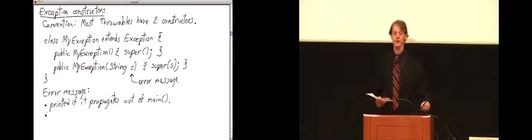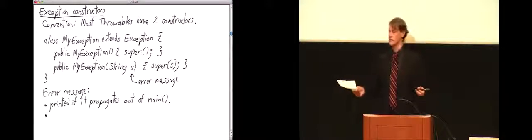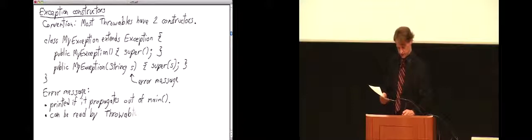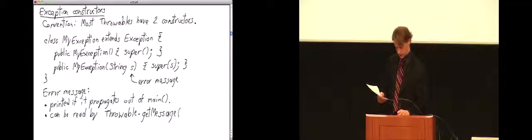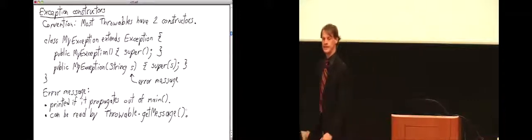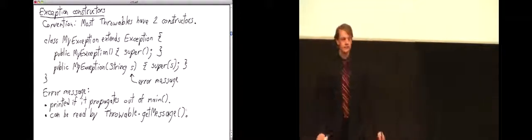And if the exception is caught, so it doesn't propagate out of main, then you can read it with a method called getMessage, which is defined in the Throwable class. So your program can read and examine that string if you want.